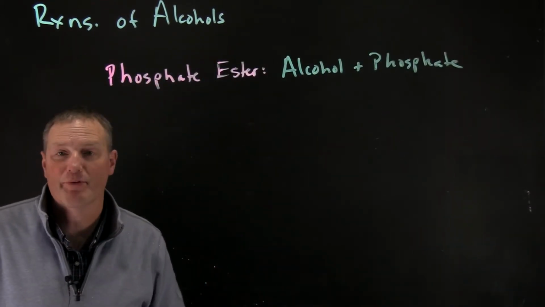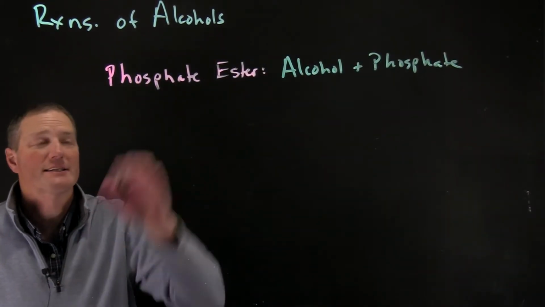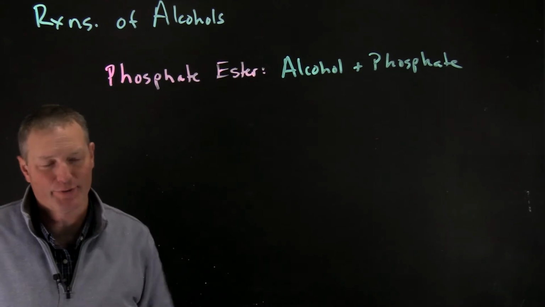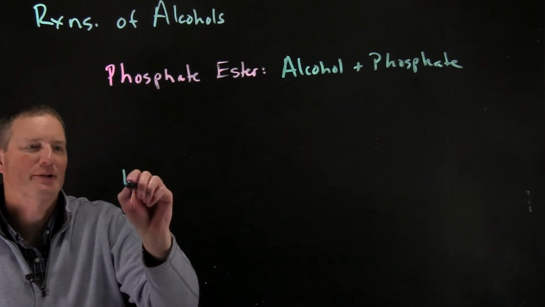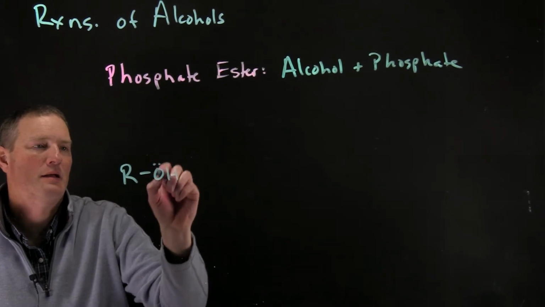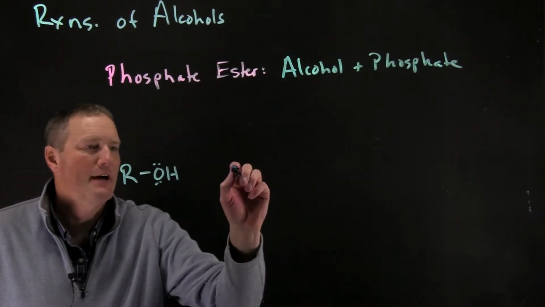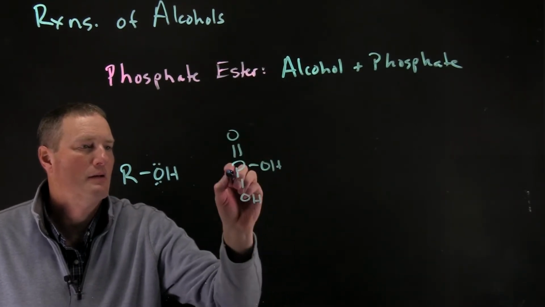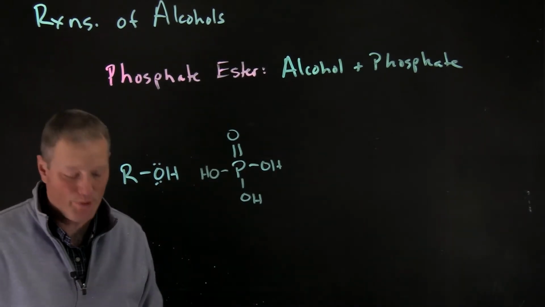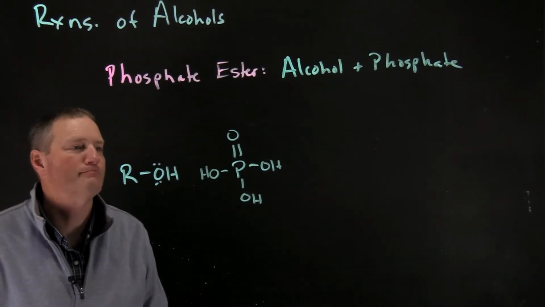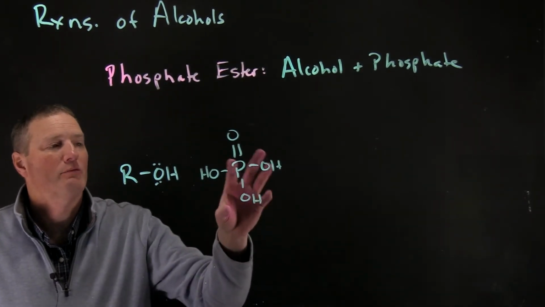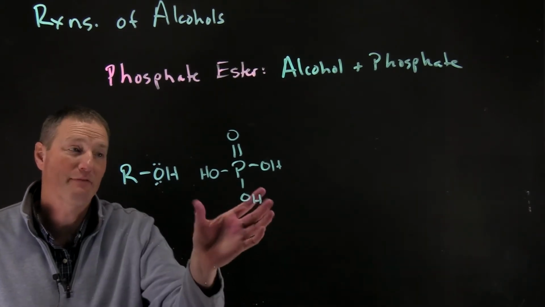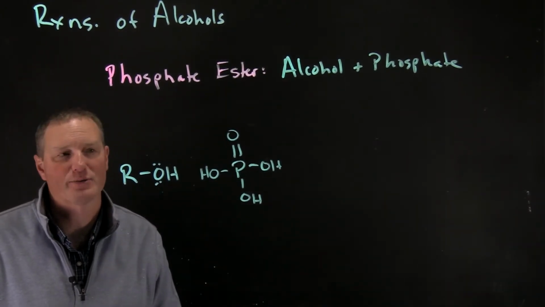All right, and the last type of reaction that alcohols can undergo, we're going to discuss the formation of a phosphate ester. To do this, you need an alcohol and a phosphate group. Let's just draw out what a generic reaction might look like. So here is our alcohol, and a phosphate looks like this. Now I've drawn what's called phosphoric acid, or H3PO4. Now phosphoric acid in solution may not have all of the protons on there because it is somewhat acidic, but this is what a phosphate group would look like if all the protons were on it.